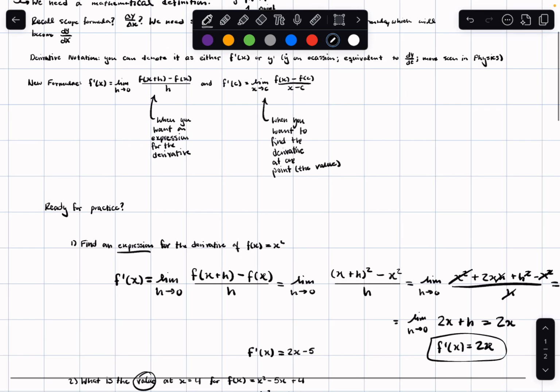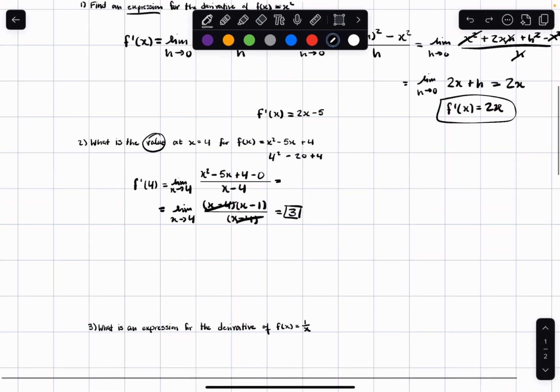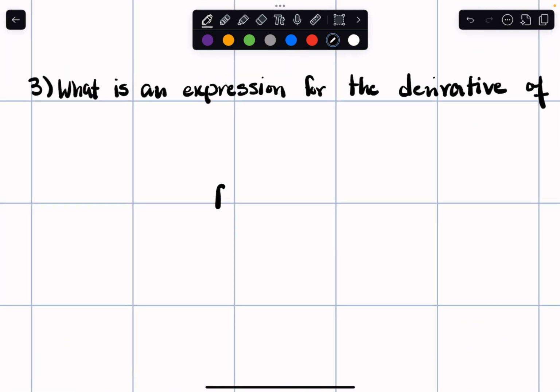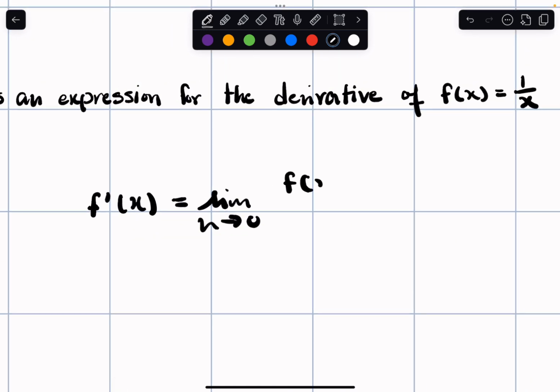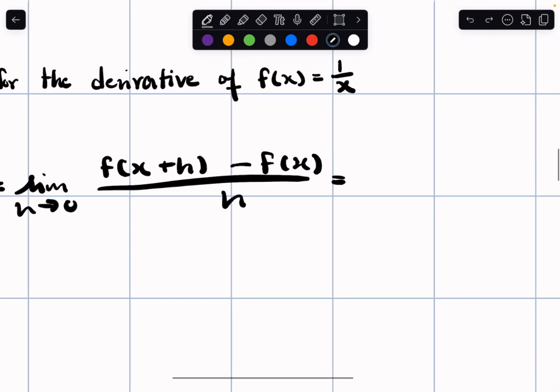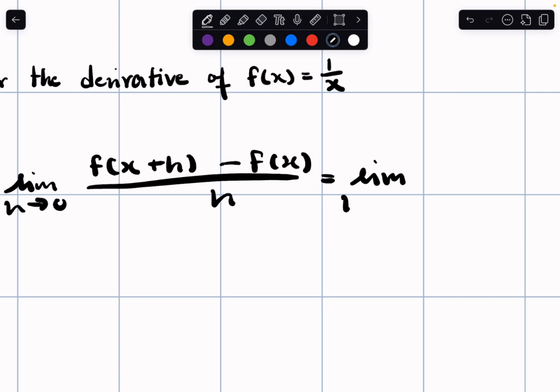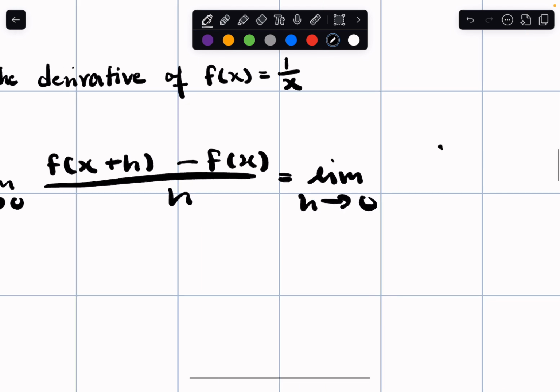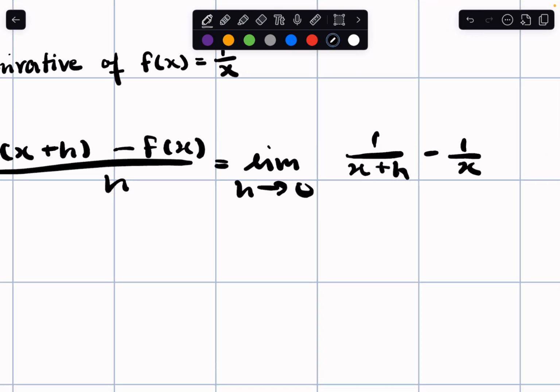Okay, what is an expression for the derivative of f of x equals 1 over x? So we're switching back to the left form right here because we want an expression. So we will write down the correct mathematical notation, which is f prime of x is equal to the limit as h approaches 0 of f of x plus h minus f of x divided by h, and then we'll use the x plus h and we'll plug that into our function value. So it's going to be limit as h approaches 0 of f of x plus h to be 1 over x plus h minus f of x, which is just 1 over x. We'll divide that by h.